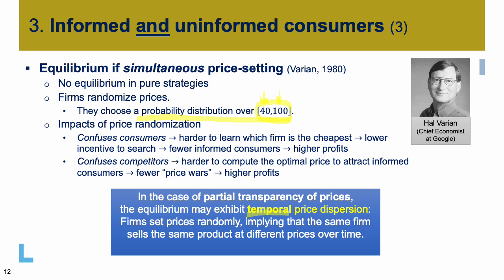Okay, so there is price dispersion in the presence of partial transparency of prices. If there is a sequence of prices, that was the previous slide, the price dispersion is called spatial. If prices are set simultaneously, we observe temporal price dispersion.